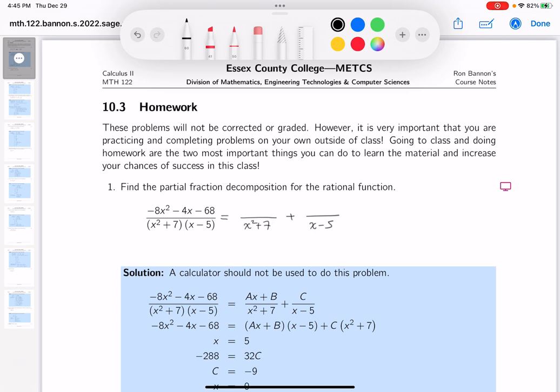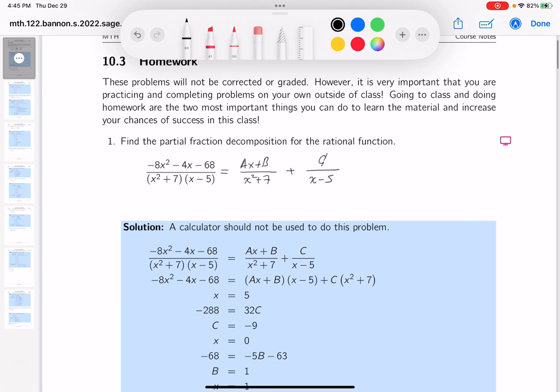So for the irreducible quadratic, I'm going to write down ax plus b. And for the linear guys, you can put c down. I don't know what a is, I don't know what b is, I don't know what c is. I'm going to clear the fraction by multiplying both sides by the LCD. And what do you get? You get minus 8x squared minus 4x minus 68 equals ax plus b times x minus 5 plus c times x squared plus 7.